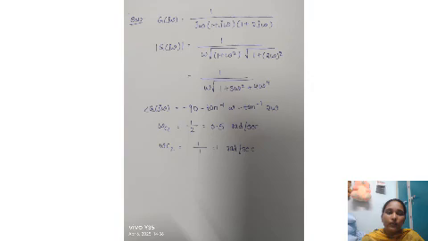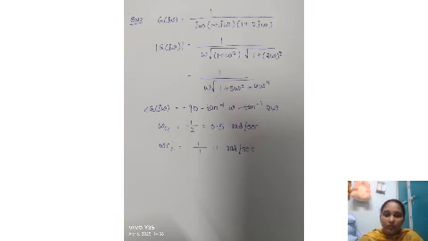Solution. G(jω) = 1/(jω(1+jω)(1+2jω)). Mod G(jω) = 1/(ω√(1+ω²)·√(1+4ω²)), that is equal to 1/(ω√(1+5ω²+4ω⁴)). Angle G(jω) = -90° - tan⁻¹ω - tan⁻¹2ω.